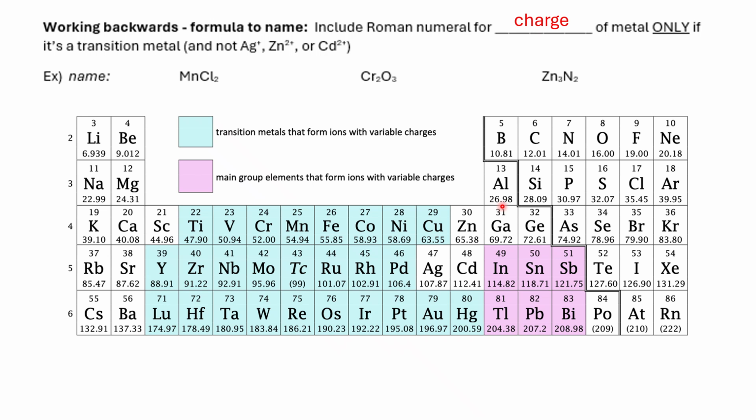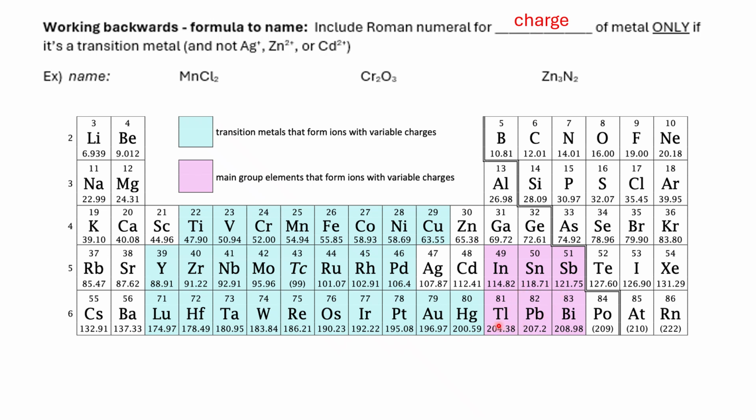Aluminum and gallium, you probably would guess anyway, are always +3 because they have 3 valence electrons. They're in group 13. There are some main group elements, some P block elements, that are considered transition metals sometimes, or at the very least we can say that they have variable charges.